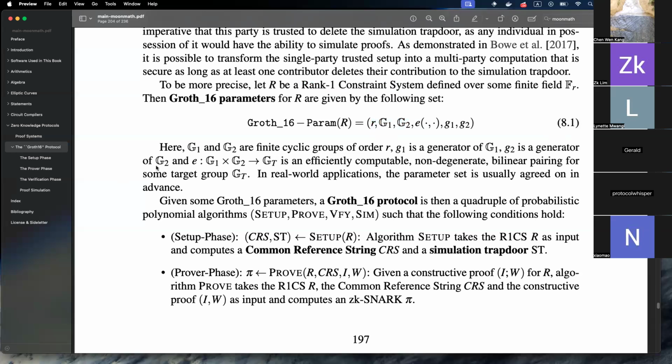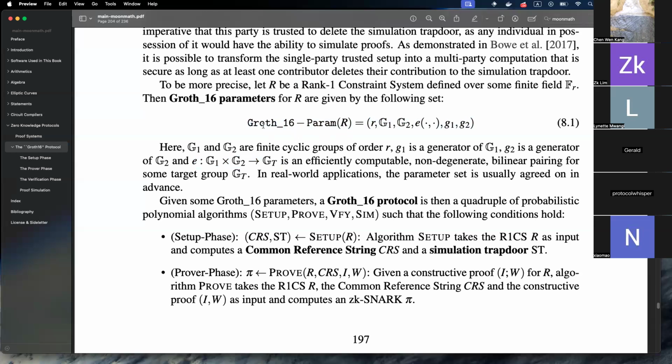So here, e maps G1 and G2 into GT, sorry. Essentially, it's a non-degenerate bilinear pairing for some target group GT that G1 and G2 will map to. This is what e is, the pairing. Okay, g1 and g2 here are just generators for the G1 group and the G2 group. So this is what we need in order to start using Groth16.